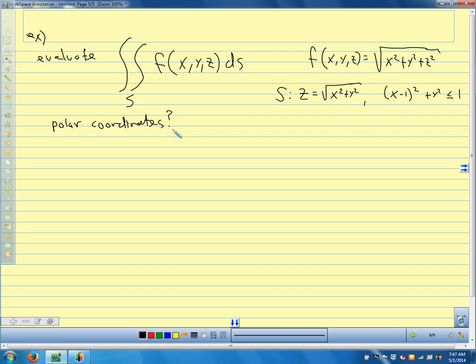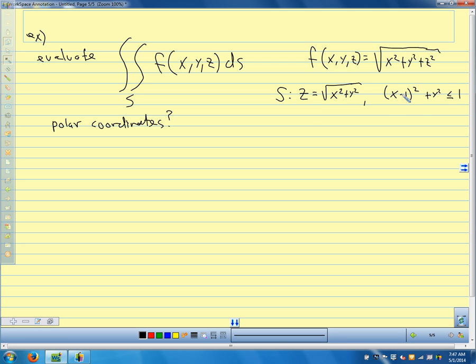Let's think about what this problem is asking us. Our surface is z equals the square root of x squared plus y squared. What kind of surface is that? If y is 0, if we're looking at just the xz plane, z equals the square root of x squared, so z equals x, which is a line. Same thing if x equals 0 in the yz plane, we get z equals y. We get a line in the yz plane. So what kind of surface? It's a cone. So our surface is a cone.